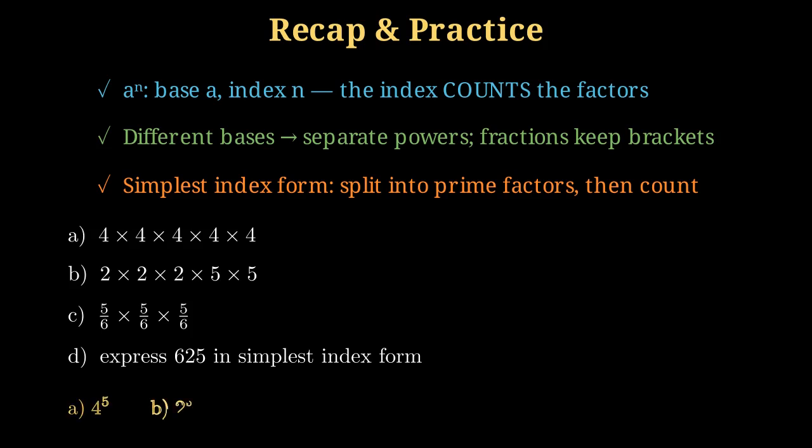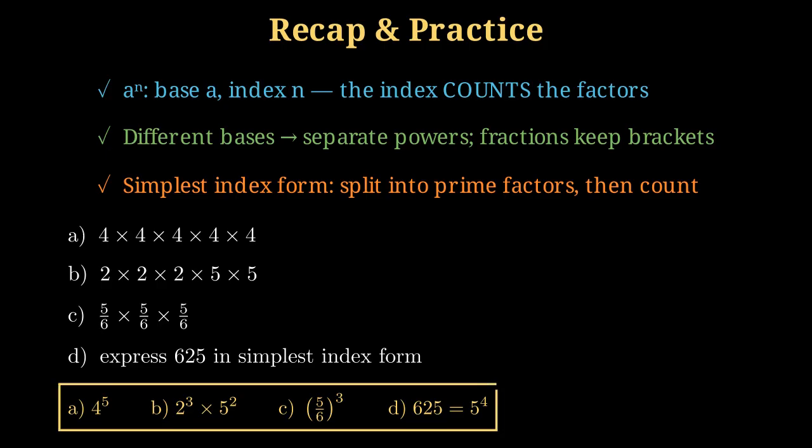Answers. A. 5 4s, so 4 to the power 5. B. 2 cubed times 5 squared. C. 5 sixths in brackets to the power 3. D. 625 is 5 times 5 times 5 times 5, 5 to the power 4.